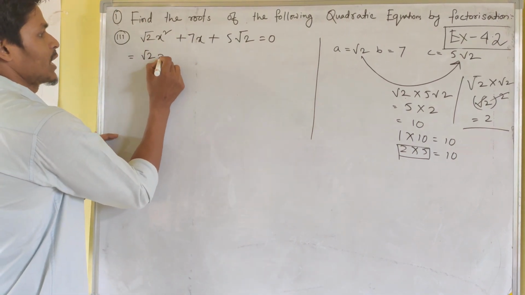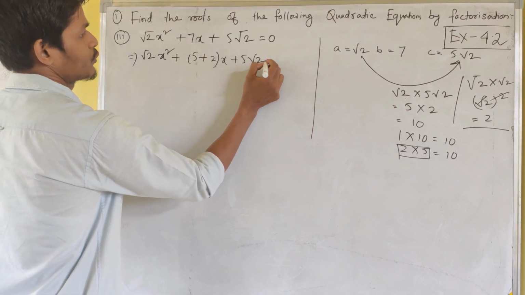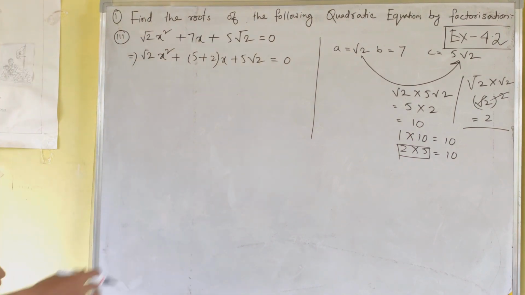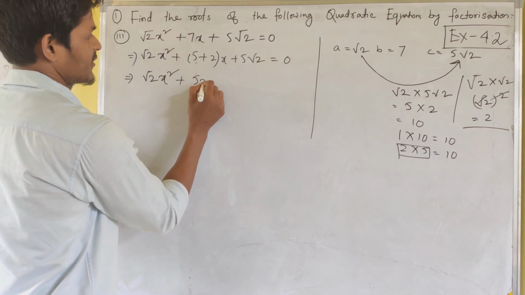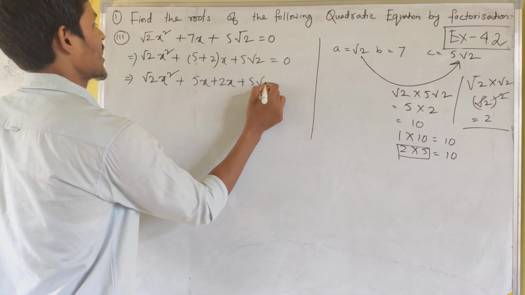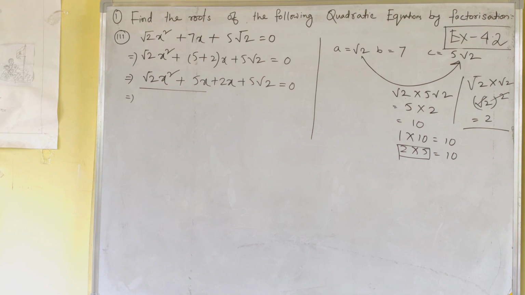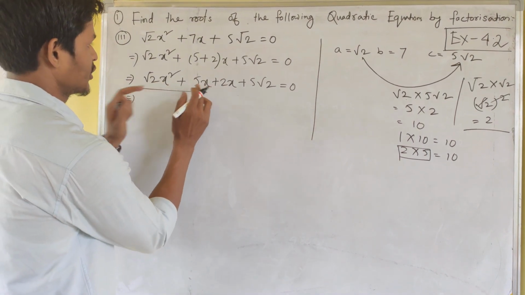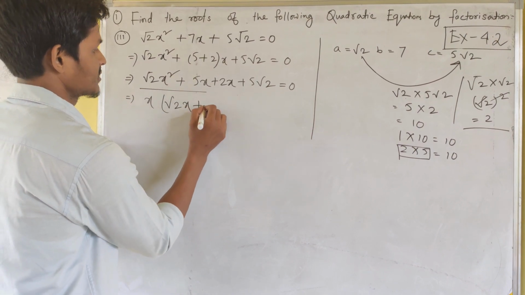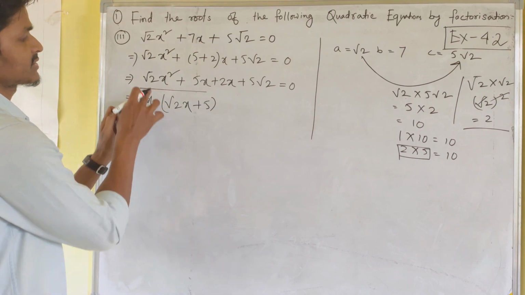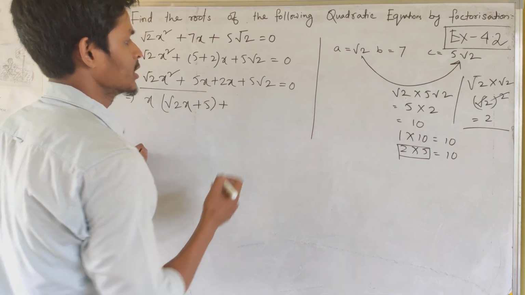Here root 2x square plus 7x becomes root 2x square plus 5 plus 2x plus 5 root 2 is equal to 0. Now take out the bracket. Root 2x square plus 5x plus 2x plus 5 root 2 is equal to 0. From these two you want to take common. What is common here? Only x. Then root 2x plus 5, because 5 into x is 5x, root 2 into x is root 2x square. Plus from these two, 2x and 5 root 2.